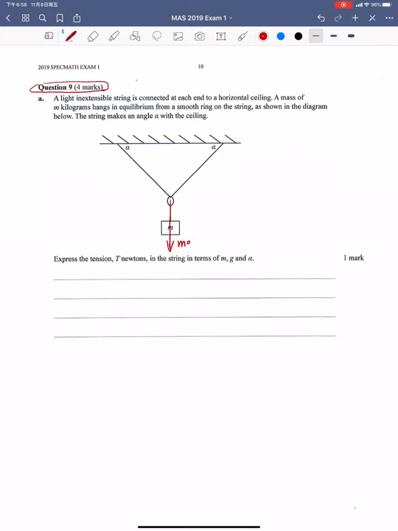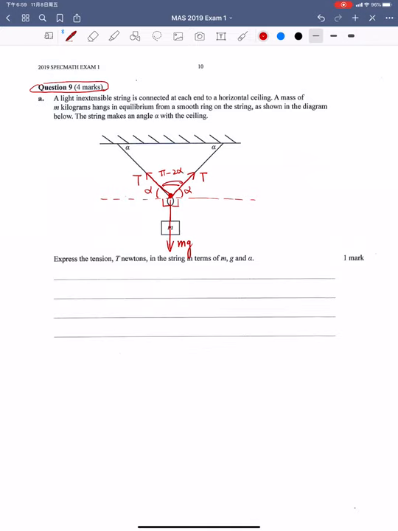Obviously, we have the gravitational force mg, because it's the same rope with two equal angles alpha and alpha. These two tensions will be the same, I mean with the same magnitude. Now let's draw an imaginary horizontal line. This one is alpha, this one is alpha, and this one is, I suppose, a right angle. And the angle in between these two sides will be pi minus 2 alpha.